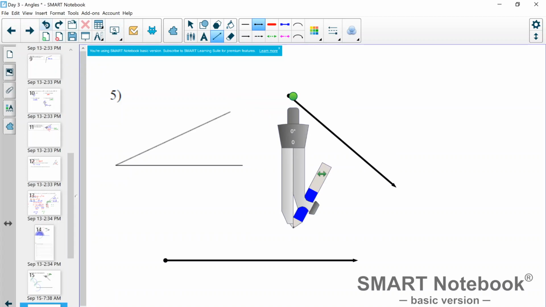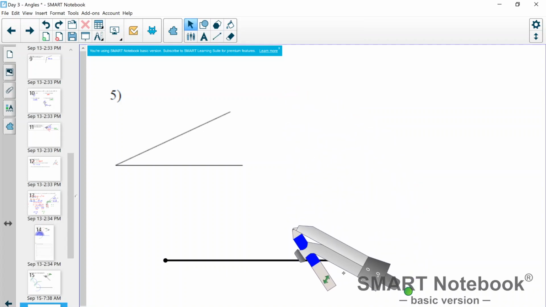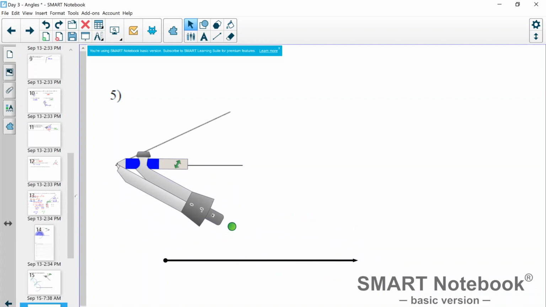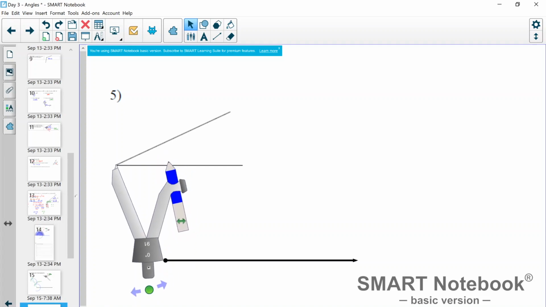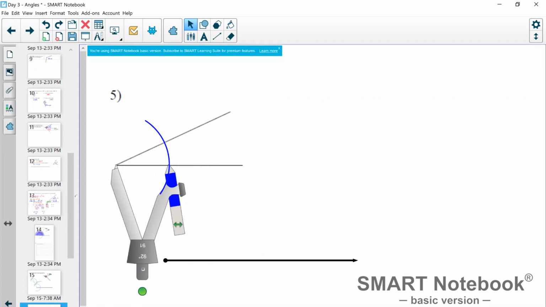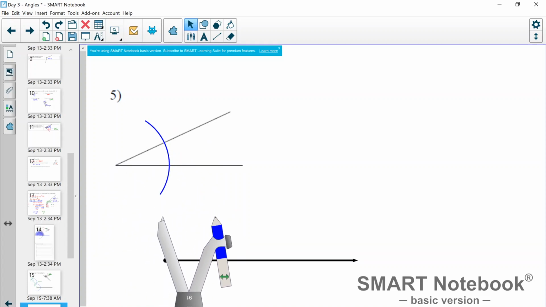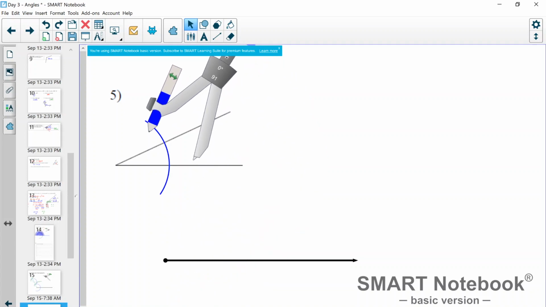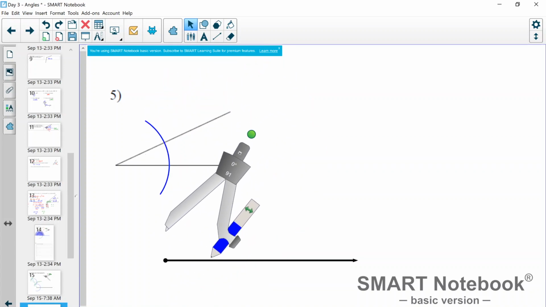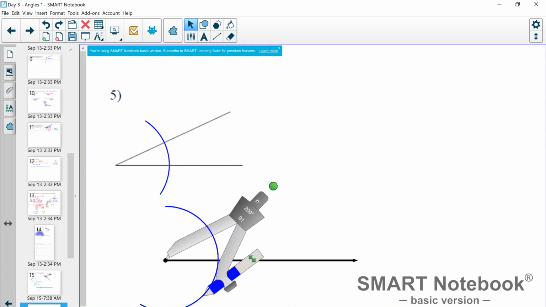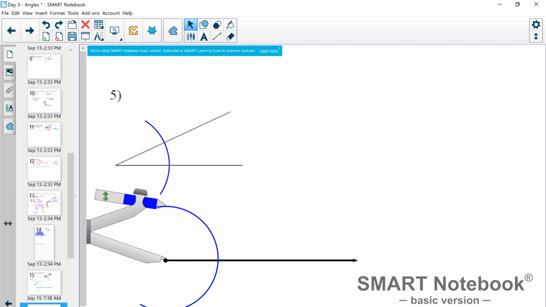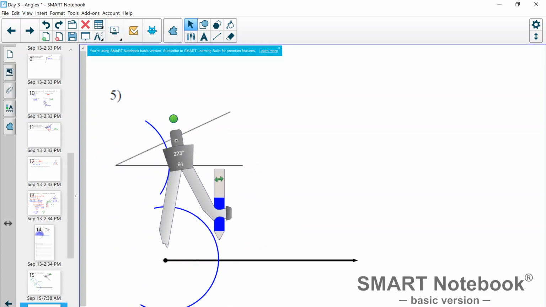We're going to put our bullseye end on the vertex, and we're going to open up our compass as far as we want to so that it's on the line, and we're just going to mark it so that it runs through both rays of our angle. Next, I'll put the bullseye on our drawn ray and make a wider mark so that way I know where an intersecting point will be.